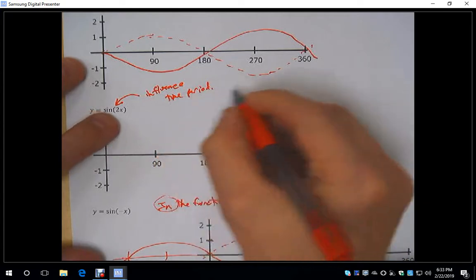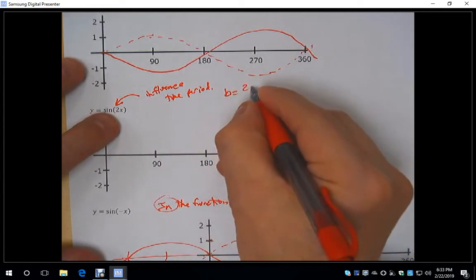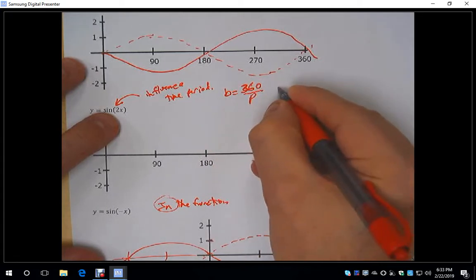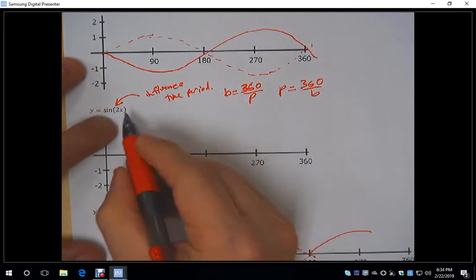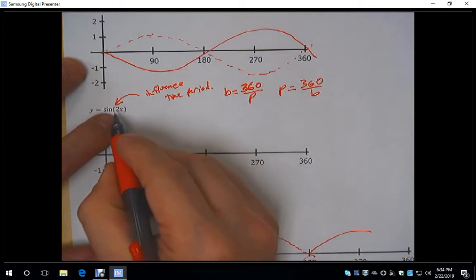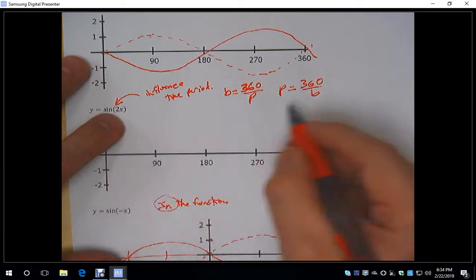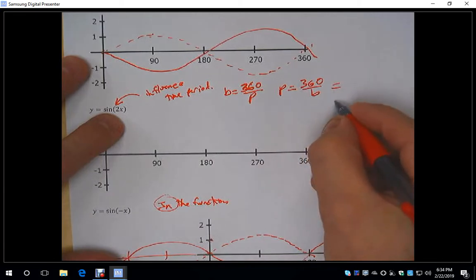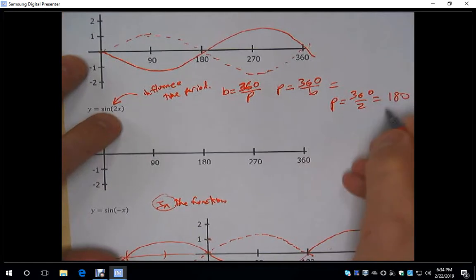And the period is, well, our equation would be b equals 360 over p, or p equals 360 over b. Now in this case, we have our b value. We call this our b value, and I'll talk about why it's our b value in just a moment. Then we can take this 2 and plug it in here, and we have 360 divided by 2. That gives us a period of 180.